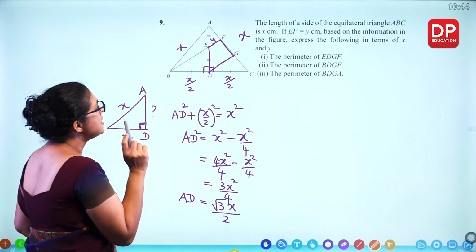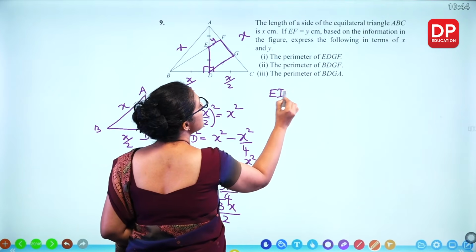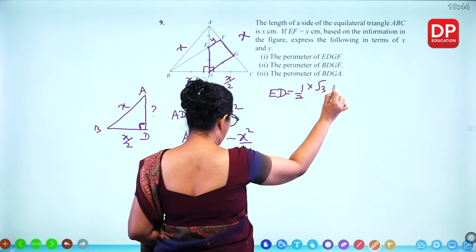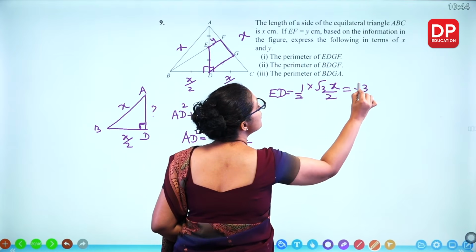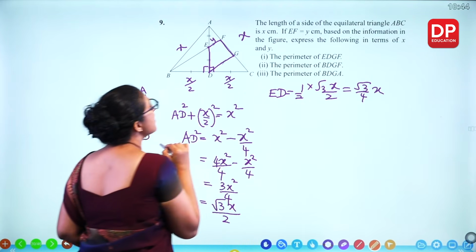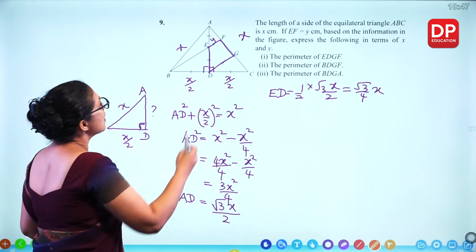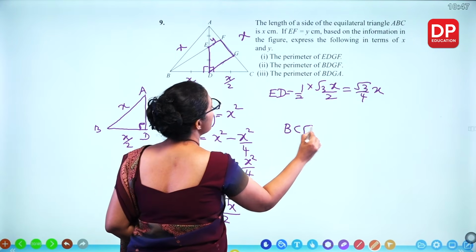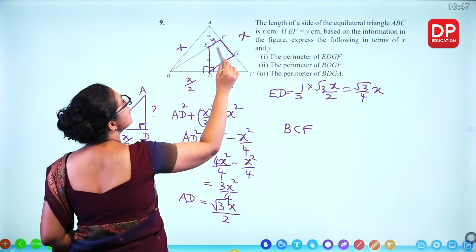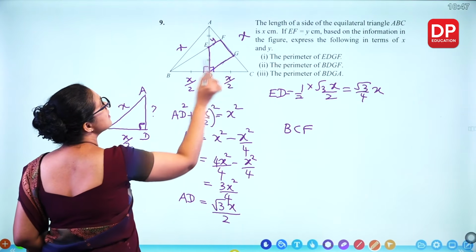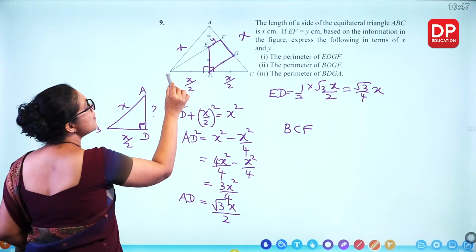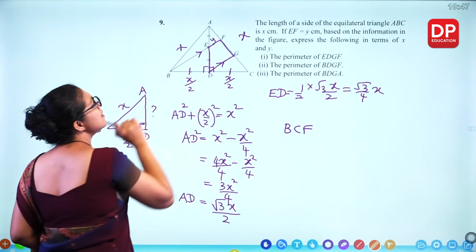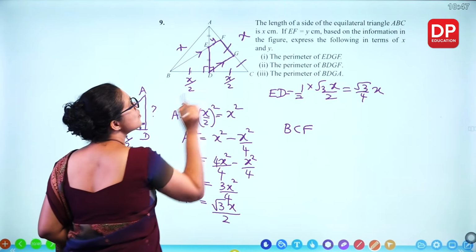Then what is ED? ED is half of it. Half of root 3 x over 2. So you get root 3 over 4 x as ED. When you take triangle BCF, what can you say about these two lengths? These two are equal because BD is equal to this one and these two lines are parallel. So we can say this length is equal to this.